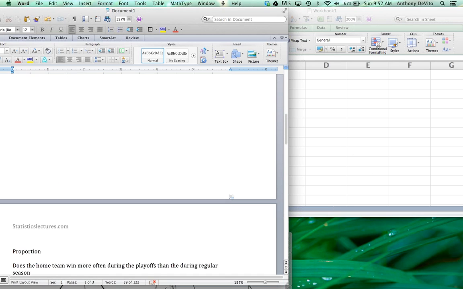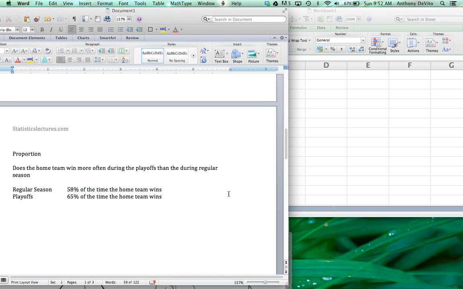Good. All right, let's take a look at this from the perspective of a proportion now. Sometimes you're going to get data as numerical data, like we just got there. Sometimes it's going to be proportions. Now, again, this is a single sample t-test. Does the home team win more often during the playoffs than during the regular season game?